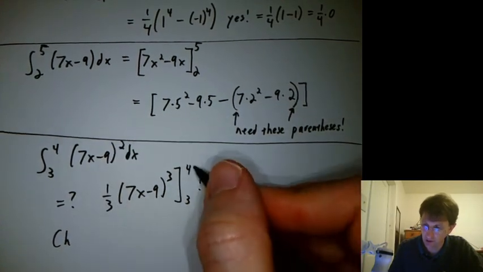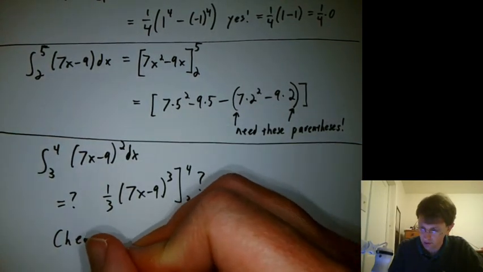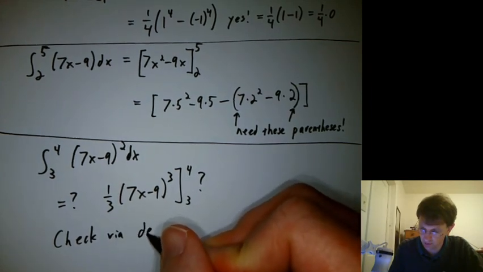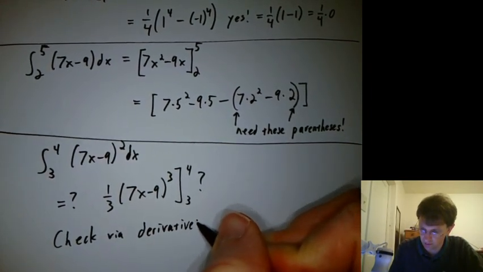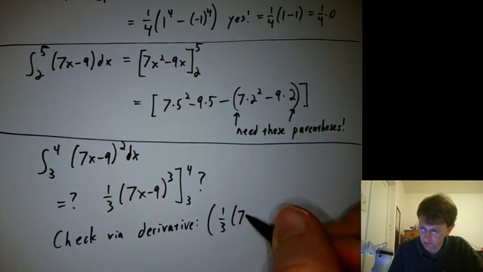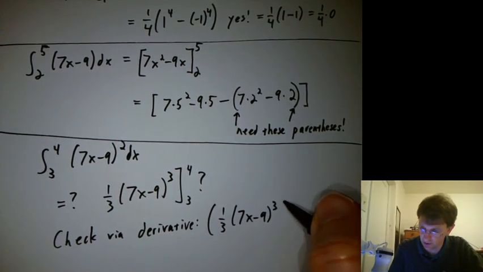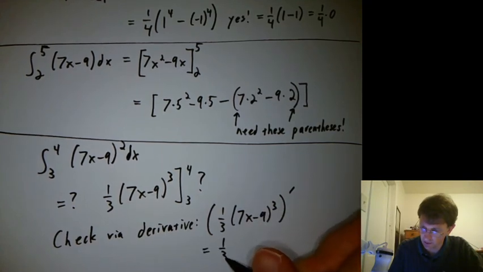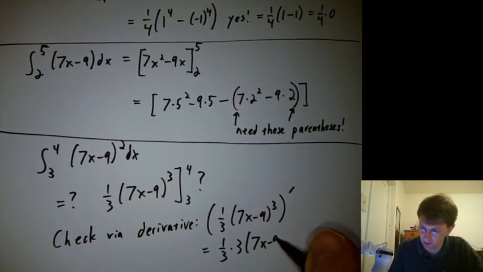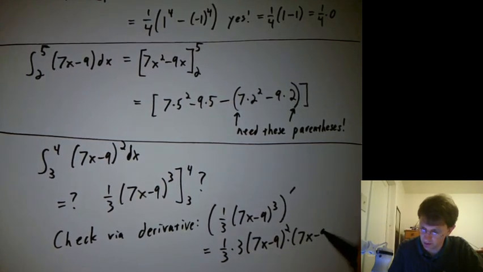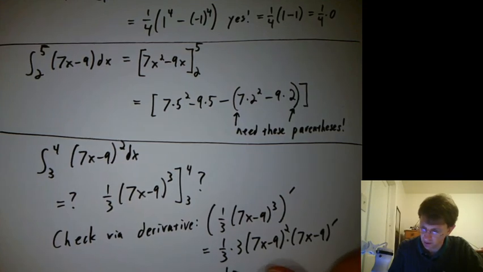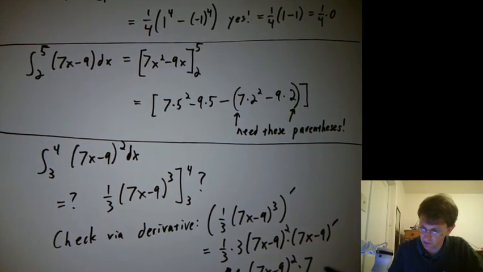So I'm just going to check the antiderivative, not the plugging in 3 and 4. So we'd get the derivative of 1/3 (7x minus 9) cubed. So that's 1/3 times 3, (7x minus 9) squared times the derivative of 7x minus 9. All that cancels, so you just get a 1 out there. (7x minus 9) squared times 7, but I didn't have a times 7 in the original.